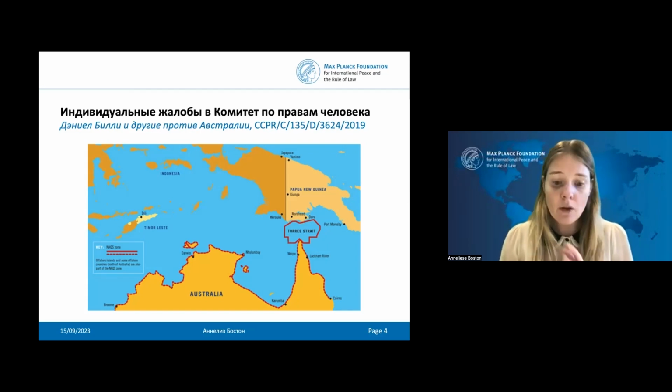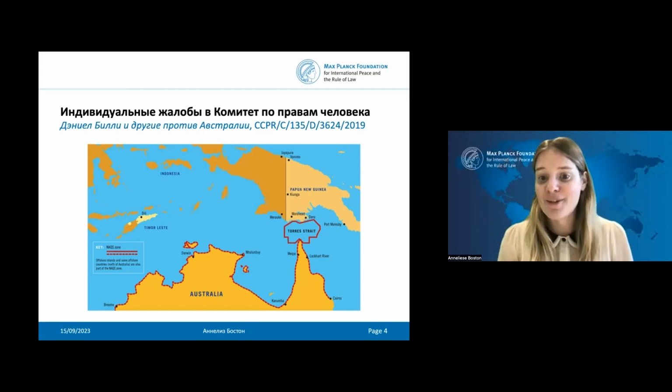Here, this was a complaint to the Human Rights Committee. A group of 8 Australian nationals and 6 of their children submitted a petition against the Australian government to the Human Rights Committee. These people were all Indigenous Australians. They were part of the Torres Strait Islands, which you can see in red here on this map.